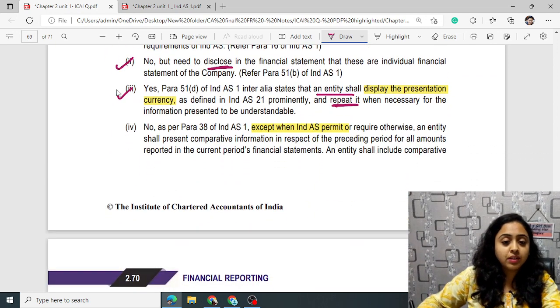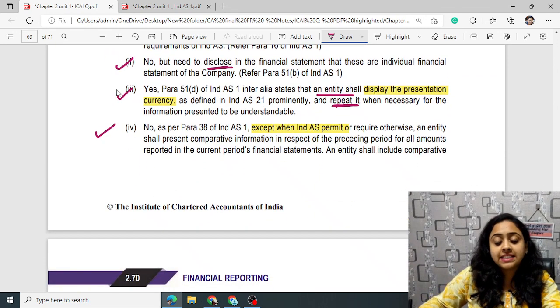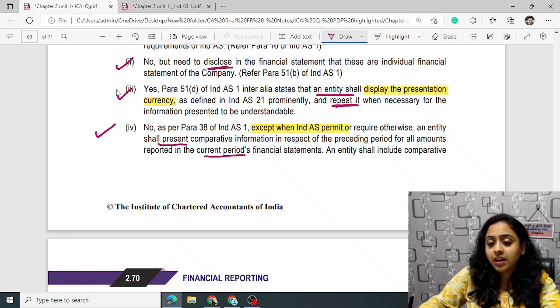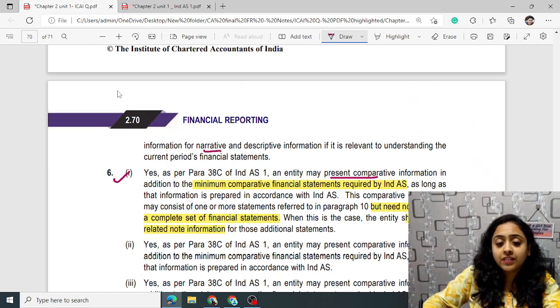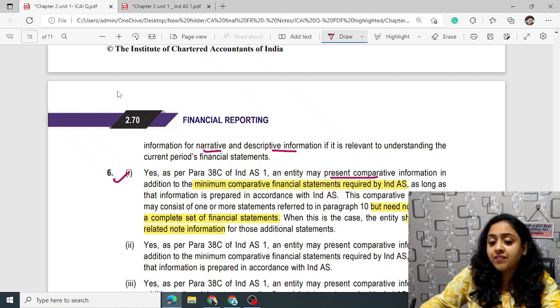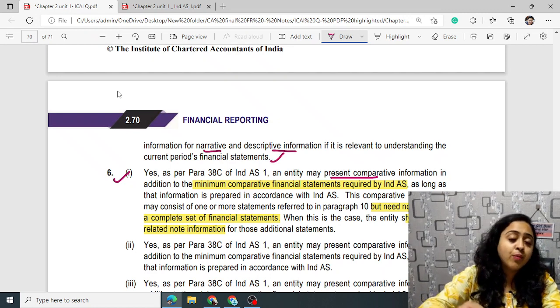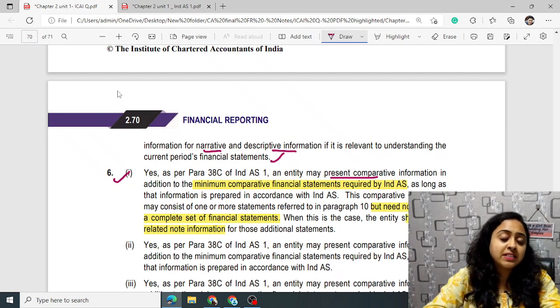See fourth. No, except when Ind AS permit or require otherwise, an entity shall present comparative information in respect of the preceding period for all amounts reported in the current period. An entity shall include comparative information for narrative and descriptive information if it is relevant to understanding the current period's financial statement. So they will be providing the comparative statements of each.